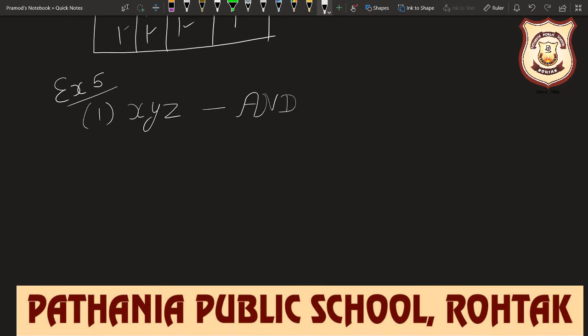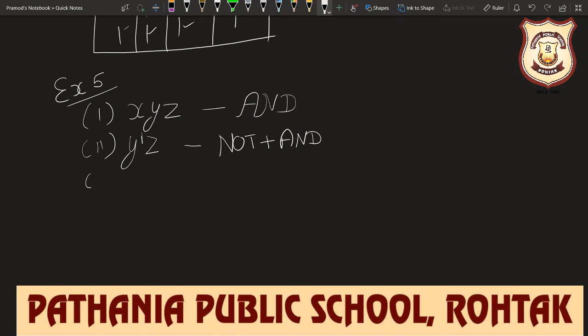Okay, in the second question your statement is Y complement Z, and complement means NOT gate, so you can write down Y complement Z. And when multiplied, this is the combination of your NOT plus AND gate, hence NOT and AND gate.